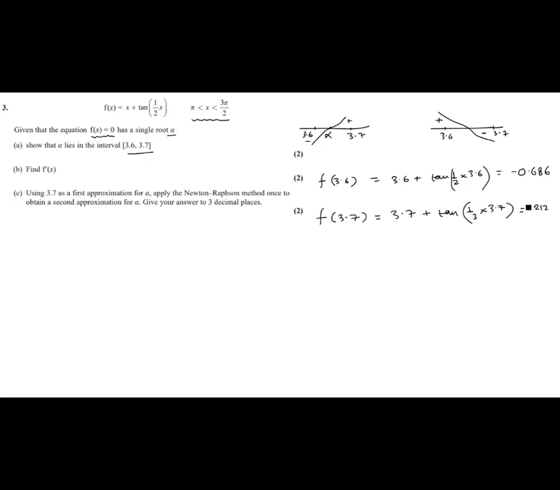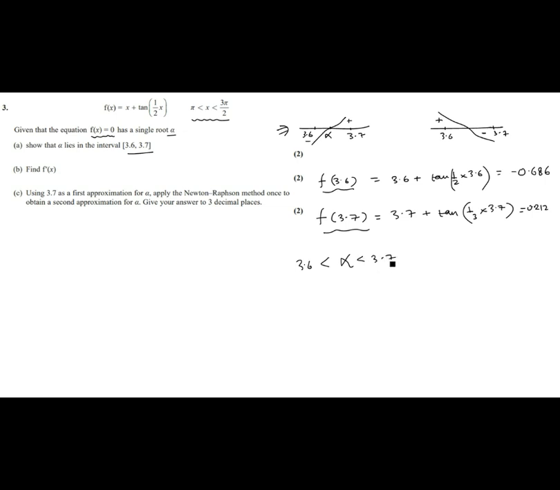Now you can see there is a sign change between the value at 3.6 and the value of the function at 3.7. So there is a sign change and it's a continuous function. That means alpha lies in the interval between 3.6 and 3.7.